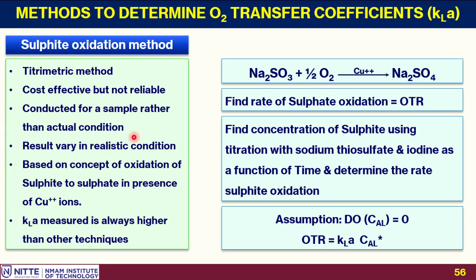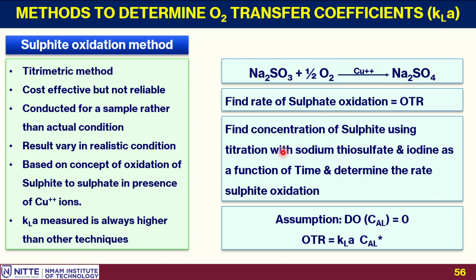The third method is the sulfite oxidation method. It's a titration-based method, cost effective but not reliable. In this case, it is not an actual condition experiment. You'll be sampling it. The broth will be there, but the biomass which is growing is not there. It is just the broth which is present. You will add sodium sulfite along with copper and allow the oxygen transfer.